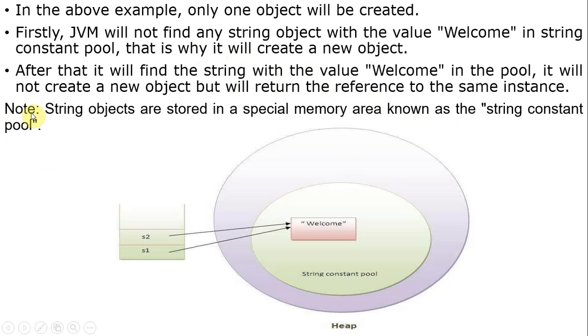Okay, so here we have a note: string objects are stored in a special memory area known as the string constant pool. The permanent data storage is actually the heap, where we have a special memory location, that is the string constant pool, where it can store the string literal data.